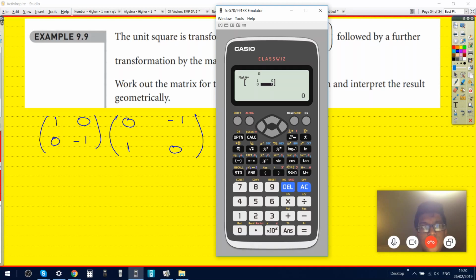Okay, and what would you do with that? So you have to put the identity matrix first, and then multiply that by your answer here. Yeah.